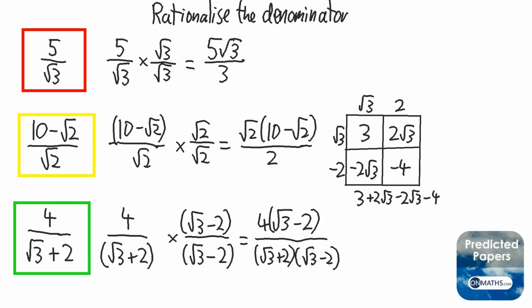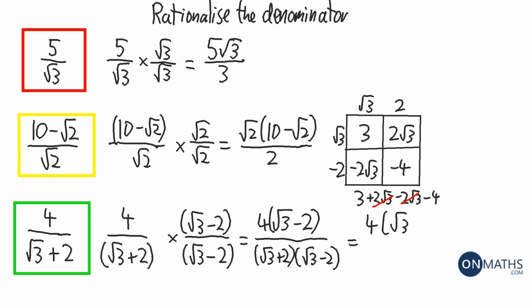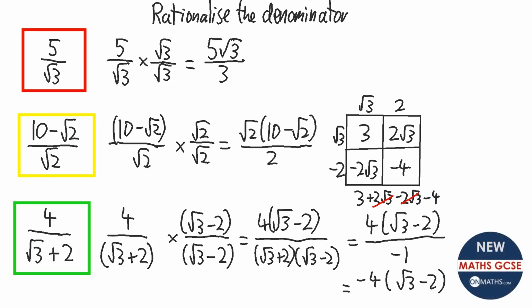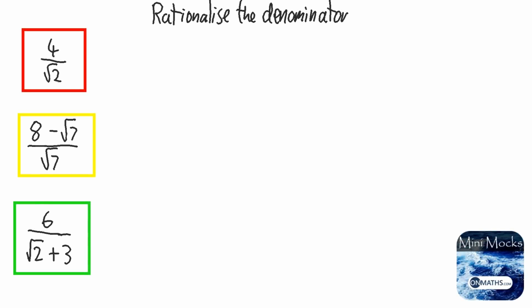2 root 3, take away 2 root 3, gets rid of them. So we're only left, if I write out the top again, and you can expand the top if you want to, but if you don't need to, I wouldn't bother. 3 take away 4 is minus 1. So it's minus 4 root 3 take away 2. Okay, have a go.